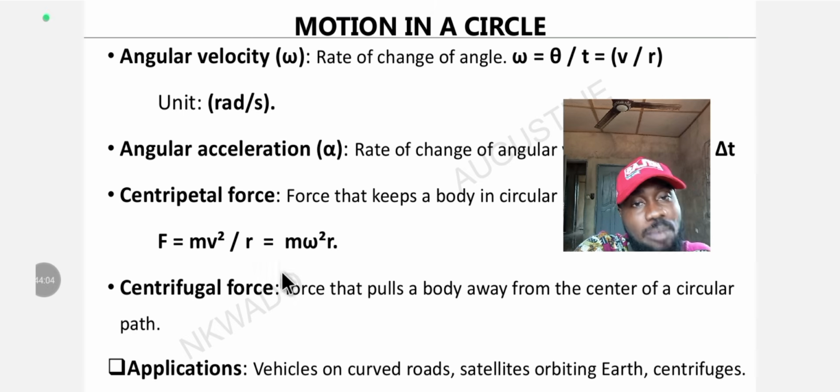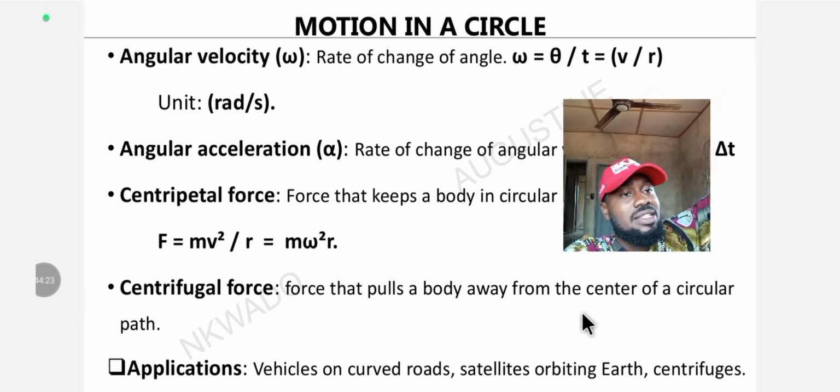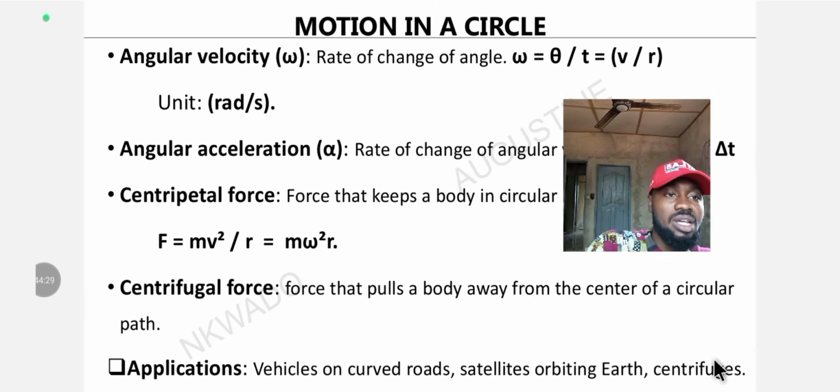So that's it. These are the applications of this motion in a circle, and I explained each. This vehicle on a curved road is changing angle. This one is for the angular velocity and the angular acceleration. This one you have here is for centripetal force: satellites orbiting the Earth, rolling around the Earth, the force that keeps the body in that circular path. Then for the centrifuge, I just gave the example. That is for the centrifugal force pulling a body from the center of a circular path.